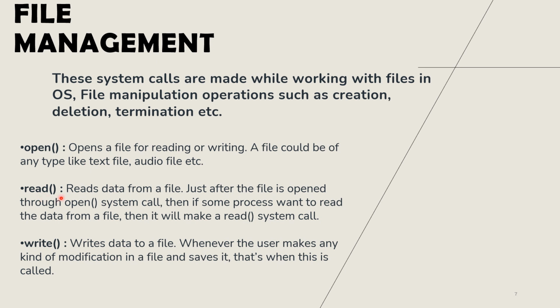Read system call. It reads data from the file just after the file is opened through open system call. Then, if some process wants to read data from the file, then it will make a read system call. Write. It writes data to the file. Whenever user makes any kind of modification in the file and saves it, that's when this is called.